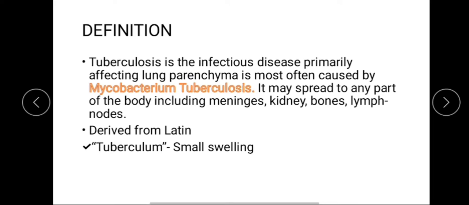So TB is an infectious disease primarily affecting the lung parenchyma. It is the tissue of the lung which gets affected by tuberculosis, and the most common cause of this disease is Mycobacterium tuberculosis. Now remember, Mycobacterium tuberculosis is the only causative organism in humans. There are many other causative organisms in animals too, so we just have to remember that Mycobacterium tuberculosis is the only causative organism in humans. Okay, and there are many varieties of tuberculosis. It may spread to any part of the body, including the meninges, kidney, bones, and lymph nodes. So it can spread to any part of the body.